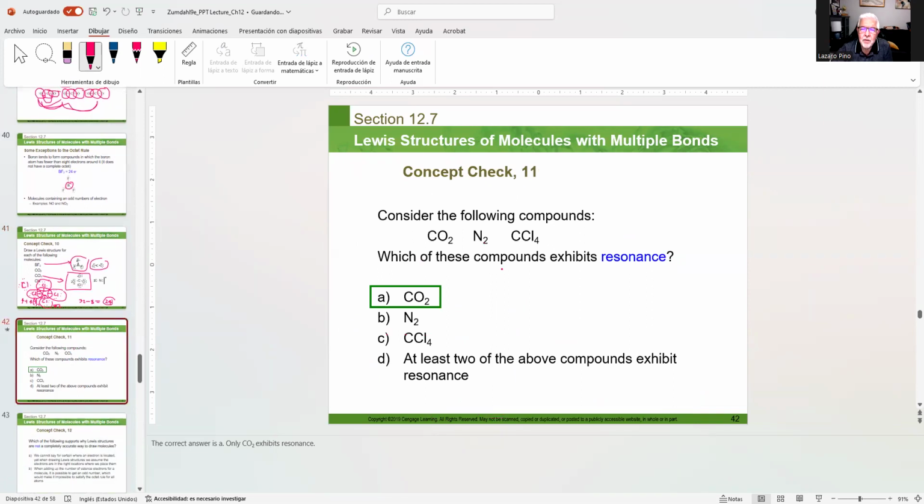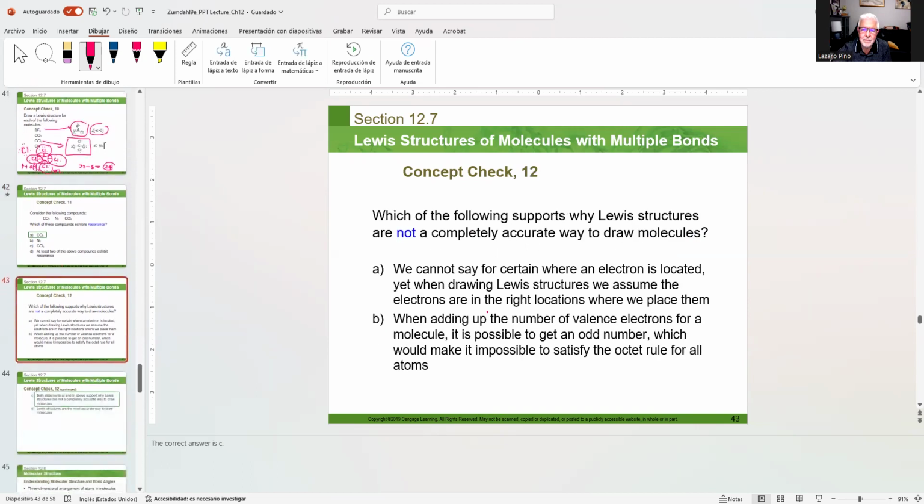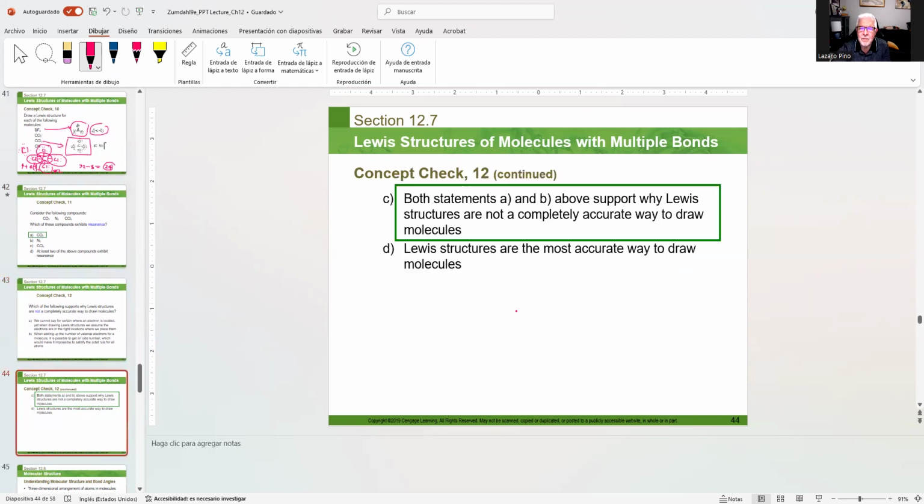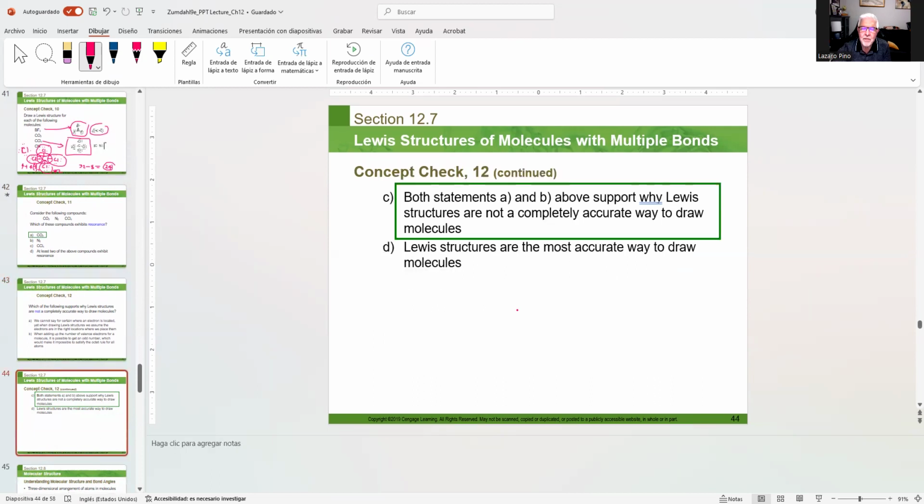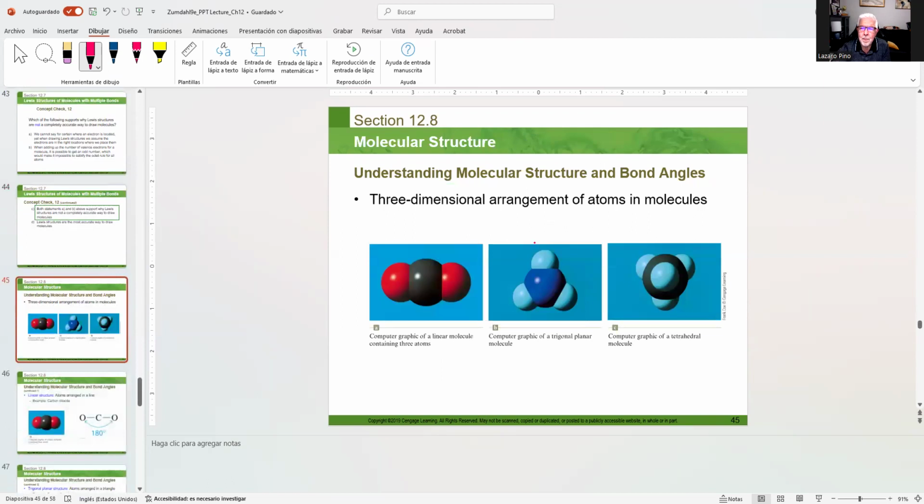Here you have that the only structure that has resonance is carbon dioxide. You have here another question. You can stop the video. You have the answer already.